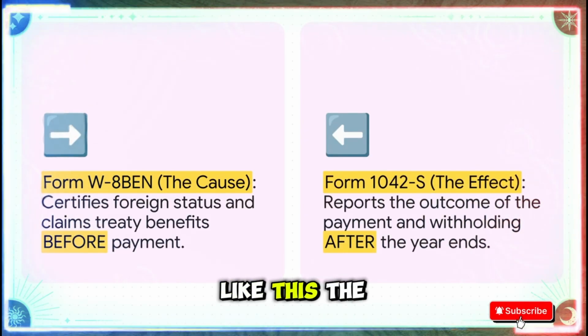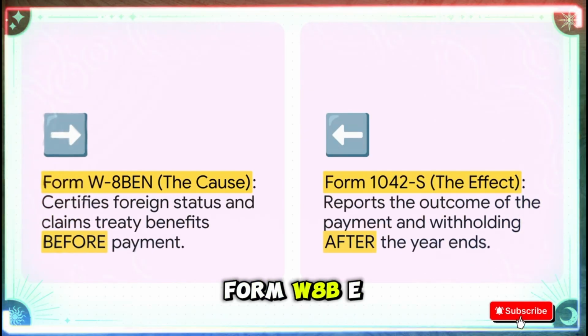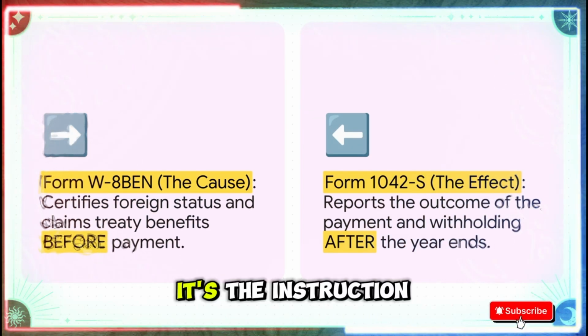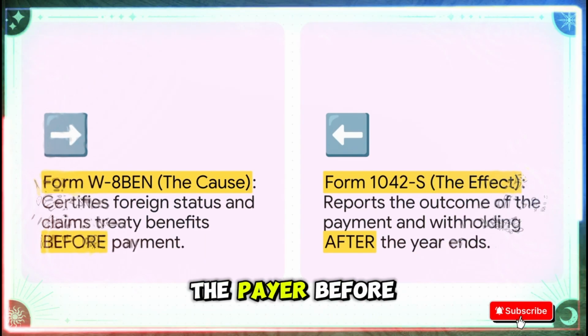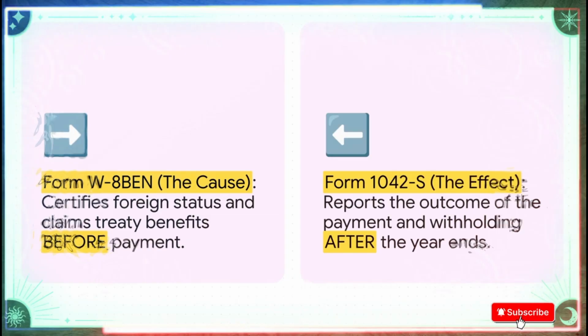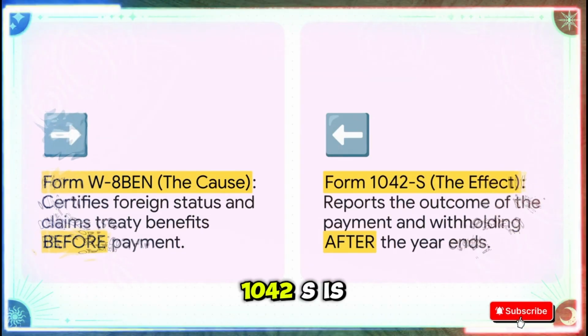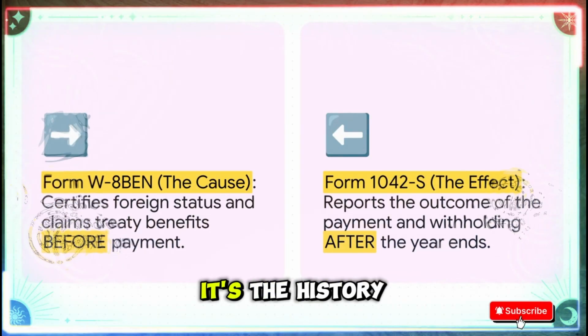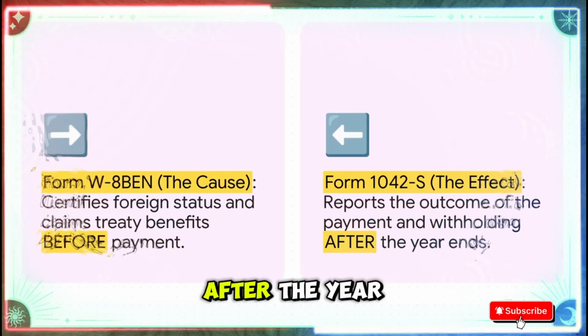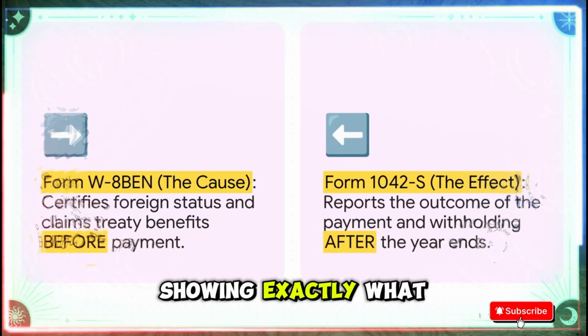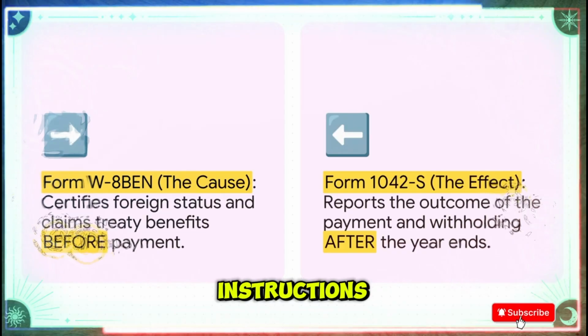Think of it like this. The Form W-8BEN is the cause. It's the instruction manual you give to the payer before they do anything. Then the Form 1042-S is the effect. It's the history report that comes out after the year is over, showing exactly what happened based on those instructions.